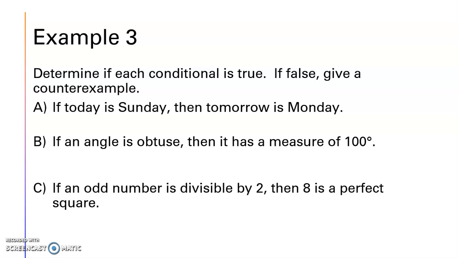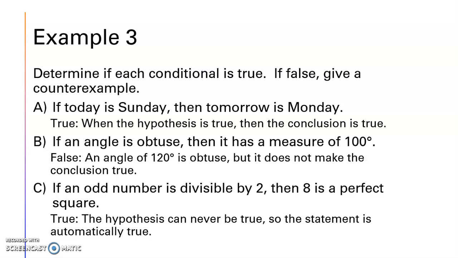And finally, in part C, it says, if an odd number is divisible by 2, then 8 is a perfect square. So again, decide, can an odd number be divisible by 2? If it can, is 8 a perfect square? And perfect square means that a number times itself equals this number. So like 4 is a perfect square because it's 2 times 2, and like 25 is a perfect square because it's 5 times 5. Okay, so pause the video, see if you can figure out the truth value for those statements, and then press play to check your answers.